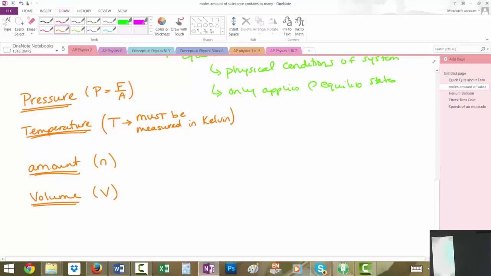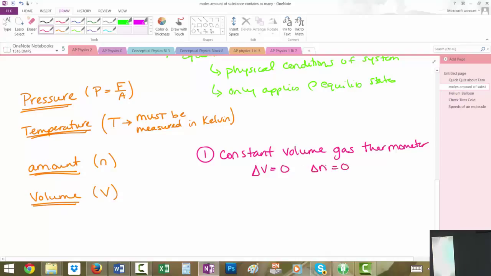So case 1, let's say that we have a constant volume gas thermometer. Oh, we talked about that earlier, right? In the case of a constant volume gas thermometer, what do you think is going to stay the same? The volume, right? And if it's some sort of container, what else might stay the same? The amount, right? So delta V is going to be 0 and delta N is going to be 0.